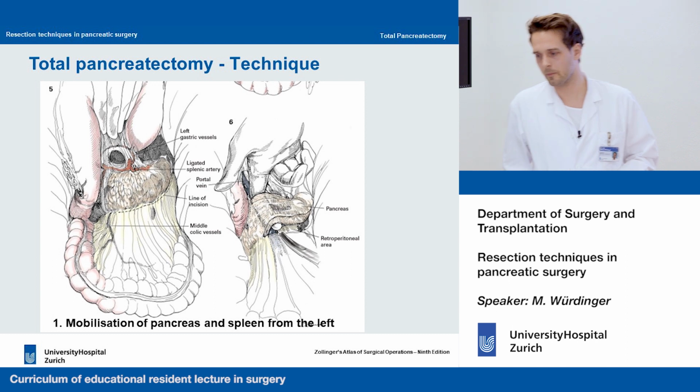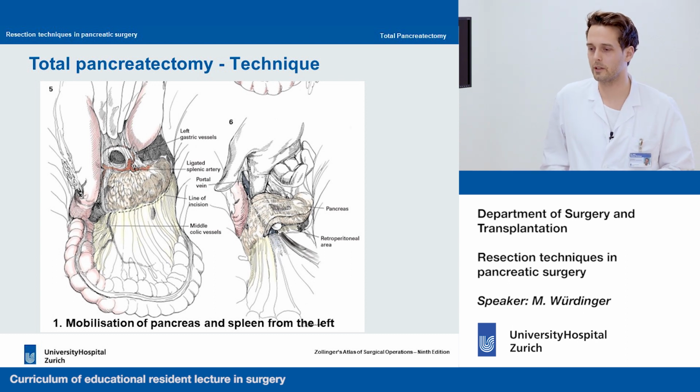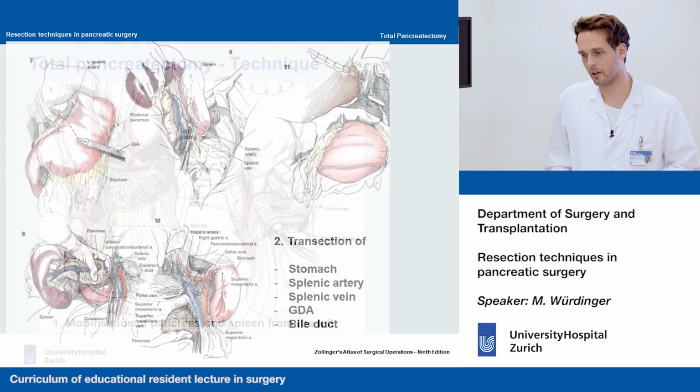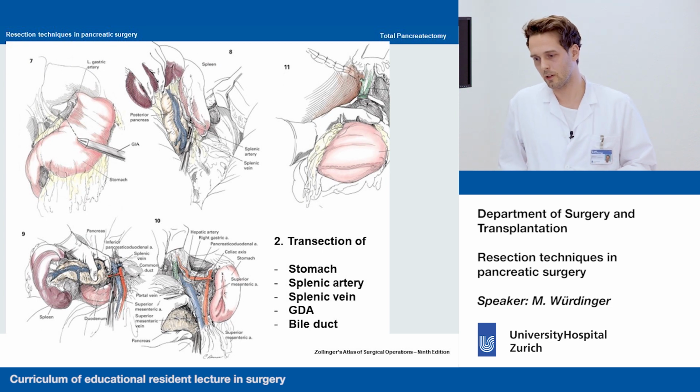Here's the technique again. It starts like the distal pancreatectomy with mobilization from the left side, with the mobilization of the spleen and the distal pancreas. Then the transection of the stomach, of the splenic vein and artery, then the mobilization of the head with the transection of the GDA over here and the bile duct.